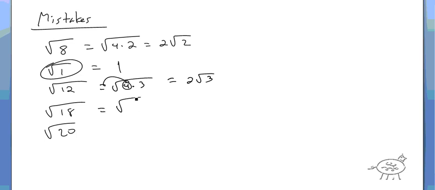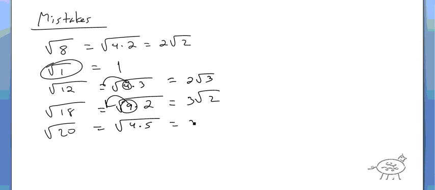Okay, the square root of 18, that's a common mistake. 9 times 2. The square root of 9 is 3. That comes out, and I have a 2 left over. Square root of 20, 4 times 5. Square root of 4 is 2, so 2 root 5. So don't make these mistakes, guys. Don't leave a radical that needs to be simplified underneath there.